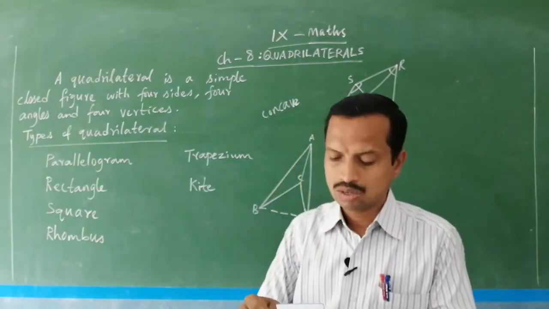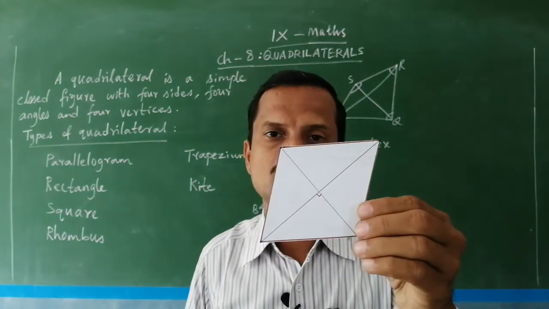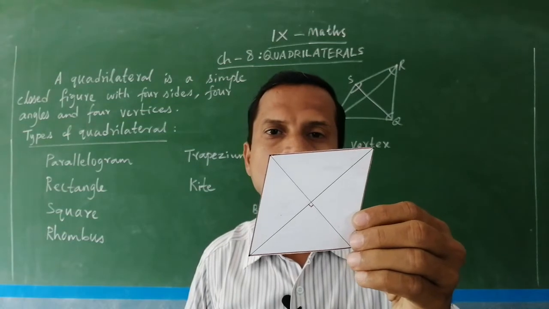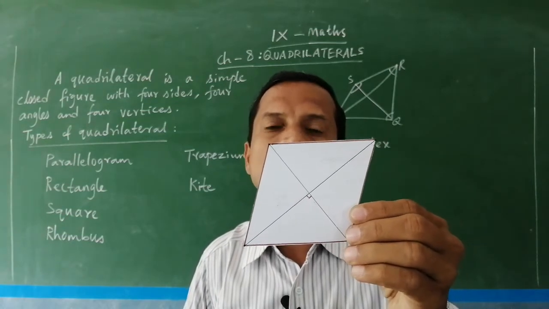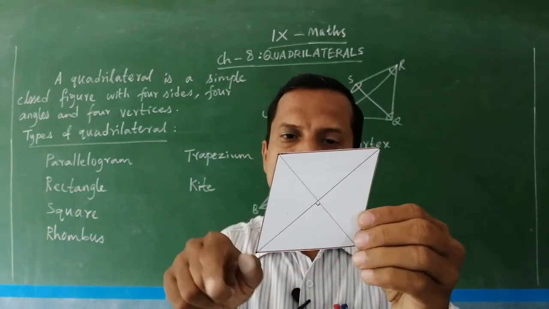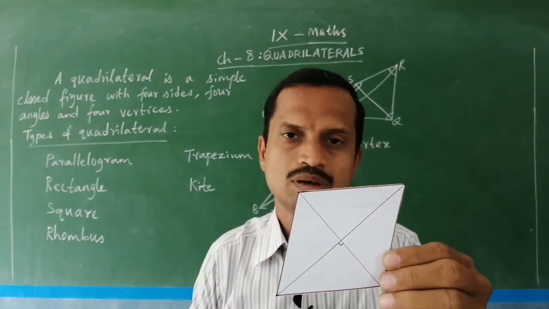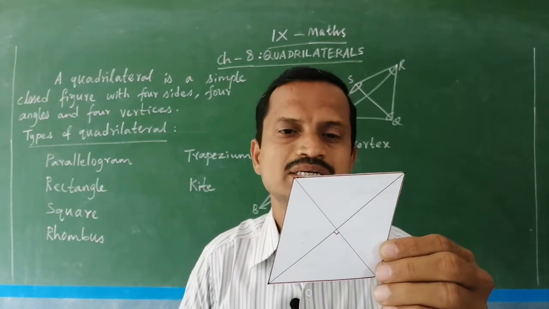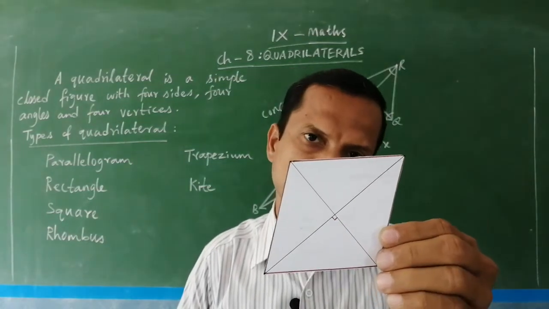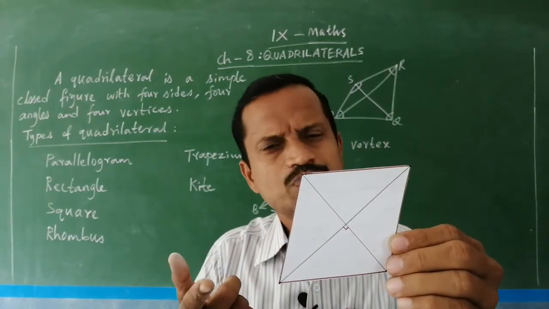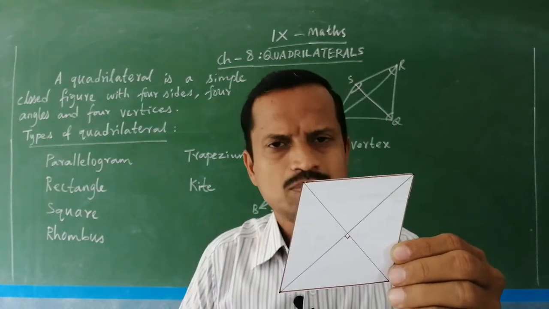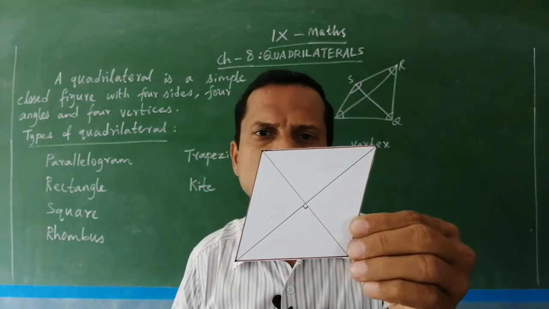Okay. So, what does rhombus mean? It is also a parallelogram whose sides are equal in measure. All sides equal in measure. In a parallelogram, if all sides are equal, then it is a rhombus. Clear? So, square also has all sides equal and rhombus also has all sides equal. Then what is the difference?